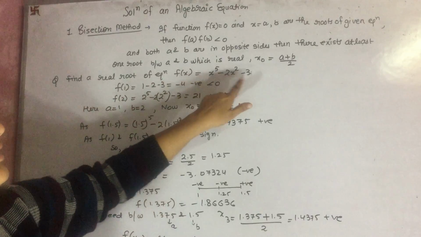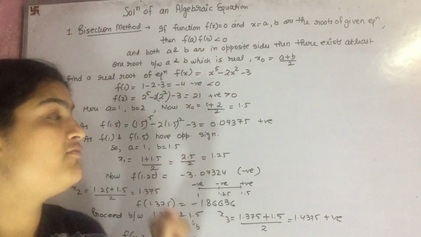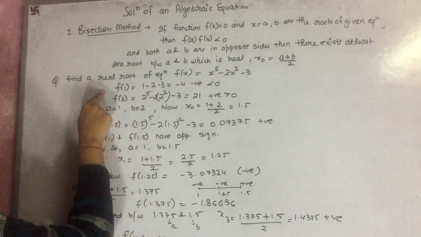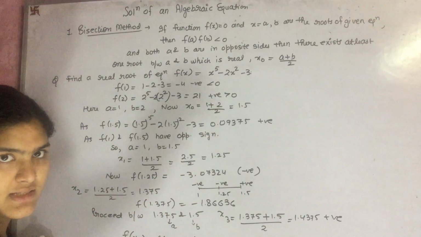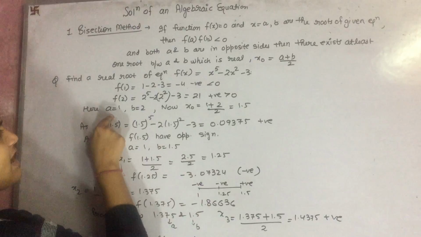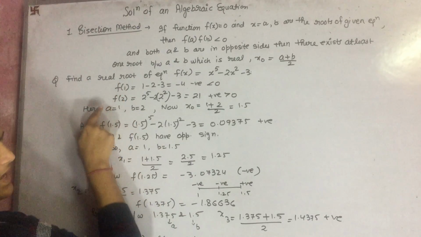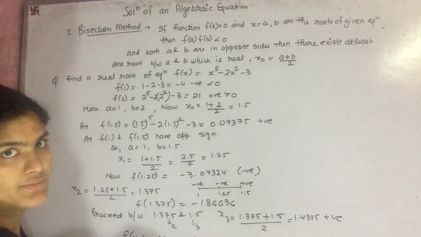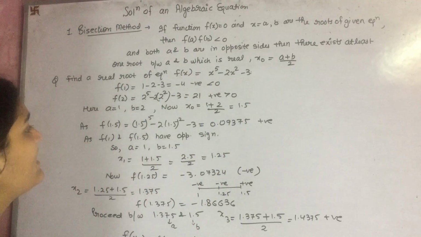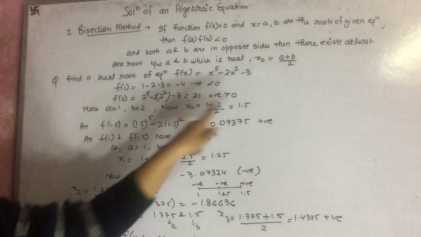You have this equation of degree 5. So now if you take f(1) and f(2), you will see that they carry opposite signs. So what you have to do? You have to take the first value, 1, as a and the second value, 2, as b. So your formula is (a plus b) by 2. You got 1.5.